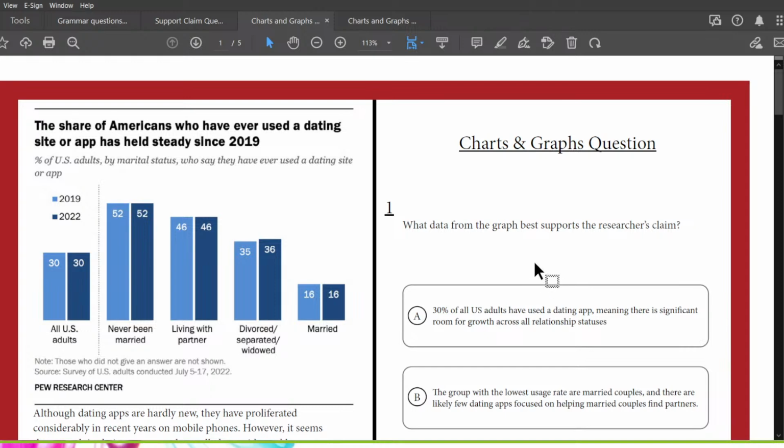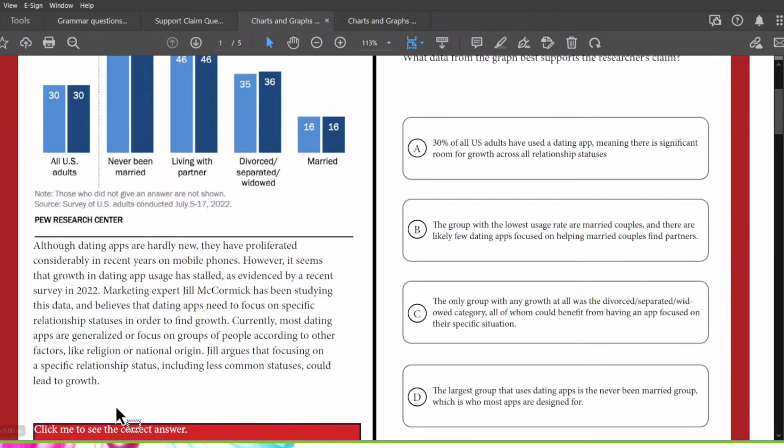So, first one here. Okay, again, researchers claim. I got to find that claim. I'm going to go down here, and I like to look for names, capital letters. That's a good way to find it fast. I see marketing expert Jill McCormick has been studying this data and believes the dating apps need to focus on specific relationship statuses in order to find growth. There's my claim.